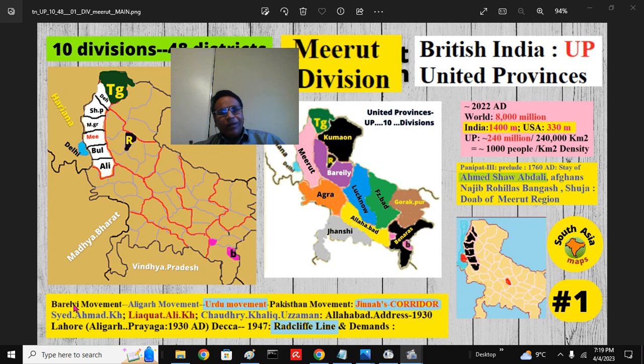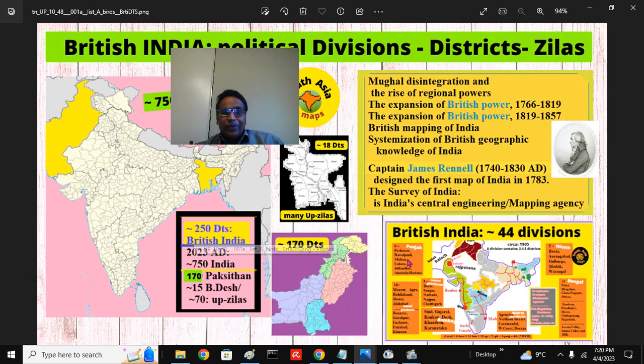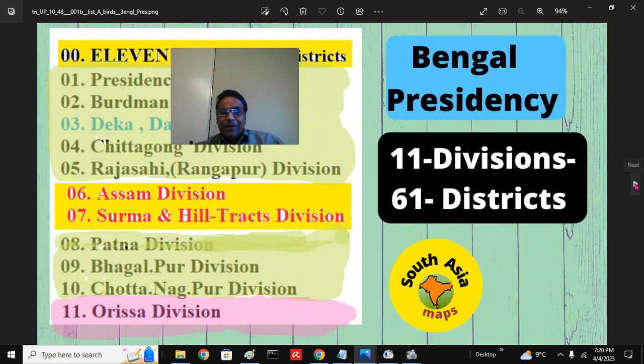You can see all the major movements like the Barelvi movement, Aligarh movement, Urdu movement, Pakistan movement, and Jinnah's proposed corridor all passed through this region. Sir Sayyid Ahmad Khan, the founder of Aligarh Muslim University, Liaquat Ali Khan and Chaudhry Khaliquzzaman, the prominent Muslim League leaders, also hailed from, lived or worked in this region. So this is a very important region, and we covered the Meerut division.